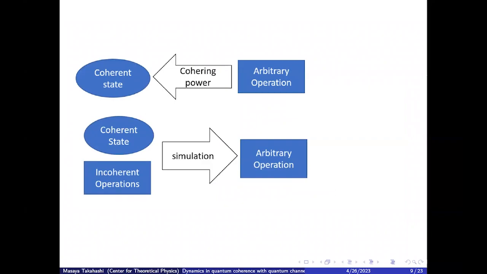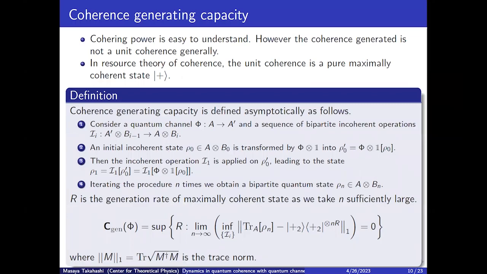With that interpretation, we have a kind of two-way assignment between operation and coherent state. We'll talk about a more sophisticated case of this later. We have another measure, the coherence generating capacity, because coherent power is easy to understand, but the coherence generated is not a unit coherence in general. In entanglement theory, the Bell state is a very natural unit state, but in the resource theory of coherence, the unit coherence is a pure maximally coherent state, plus this one.